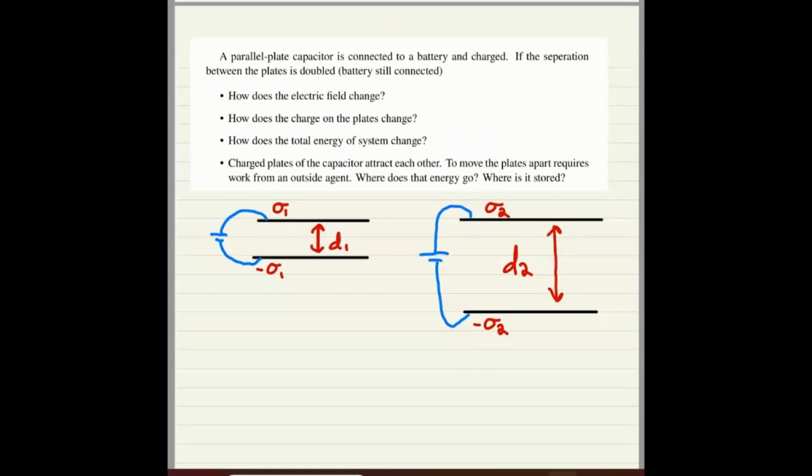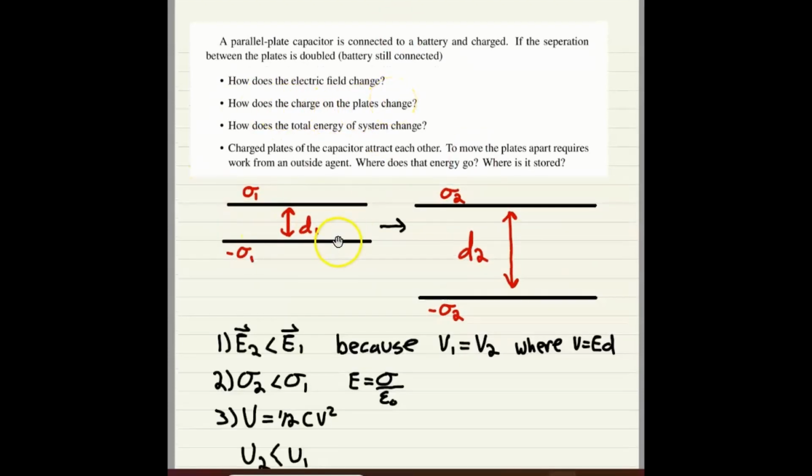You may want to hit pause and see if you can answer these on your own. How does the electric field change? Both of these two capacitors have the same voltage because they're both connected to the same battery. I haven't drawn the battery in this picture, but they're both connected to it. Recall, voltage is electric field times distance. If D2 is bigger than D1, then E2 must be smaller than E1, because E times D has to equal the same number, the same voltage.